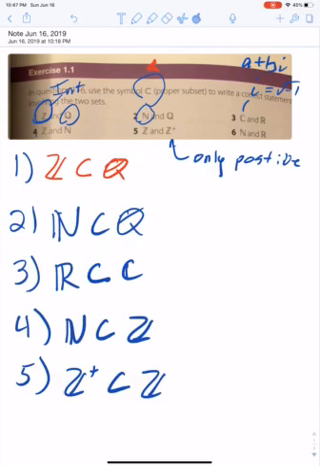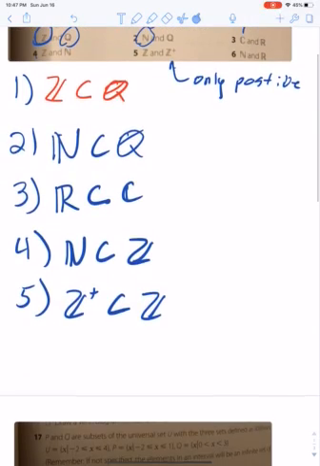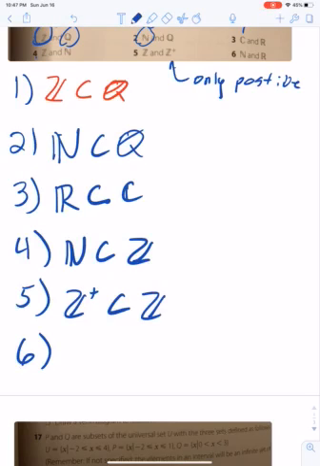Okay. All right, so the last one, number 6, natural numbers and real numbers. The natural numbers are definitely smaller than the real numbers, so we would say that N is a subset of the real numbers R. Okay.